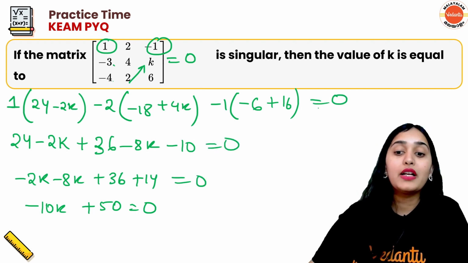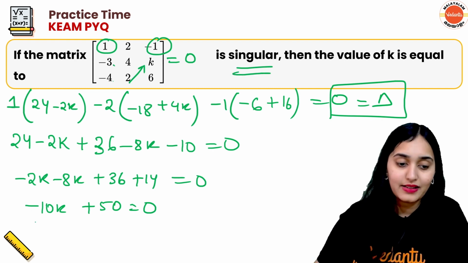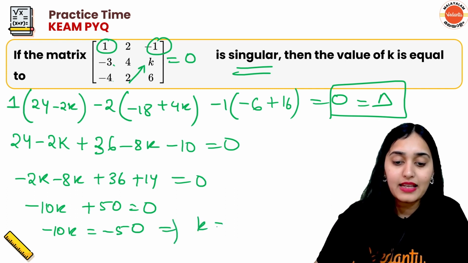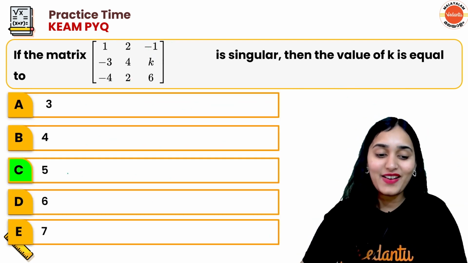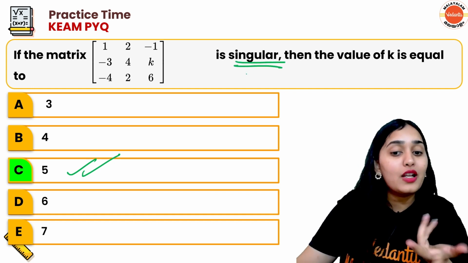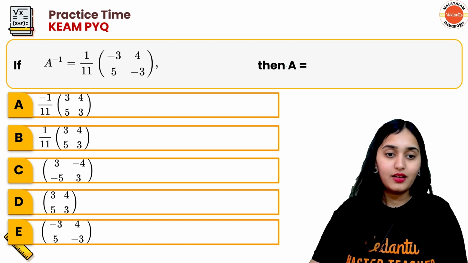Because determinant will be 0 for singular matrix. So, minus 10k is minus 50. So, this implies that k is equal to 50 upon 10. What is 50 upon 10? 5. That is your right answer. Simple. So remember, what is a singular matrix? Determinant is 0. Okay. Next.